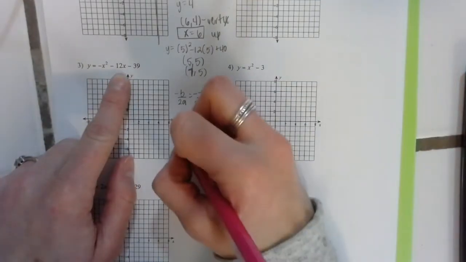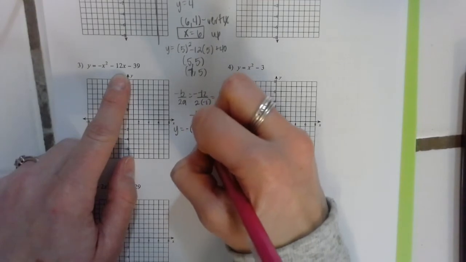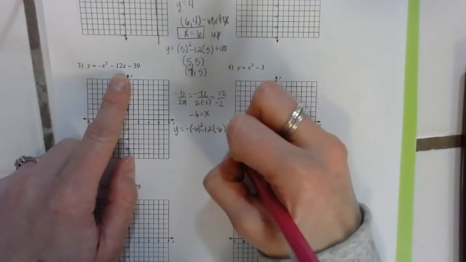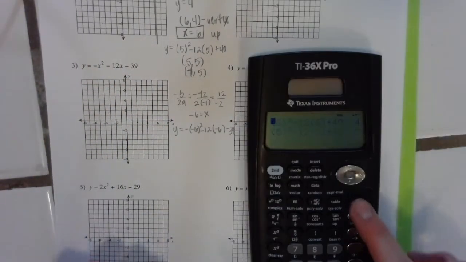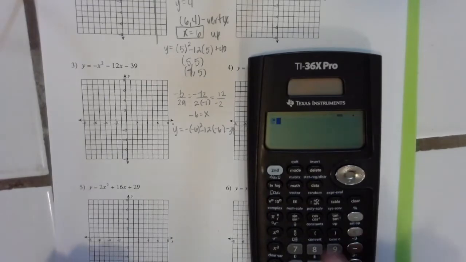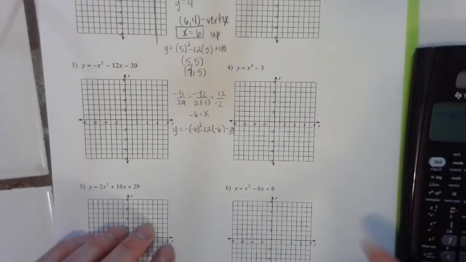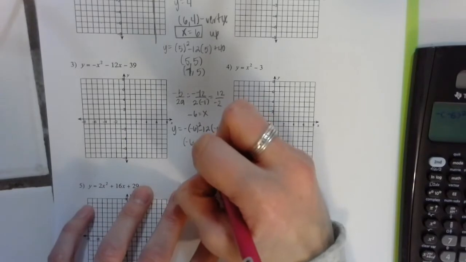So we have y equals negative 6 squared minus 12 times negative 6 minus 39. So make sure that you put this guy into parentheses so we don't accidentally make mistakes. Okay, so it's negative 6 squared minus 12 times negative 6 minus 39. And we get negative 3. So when our x value is negative 6, our y value is negative 3, and this is our vertex.